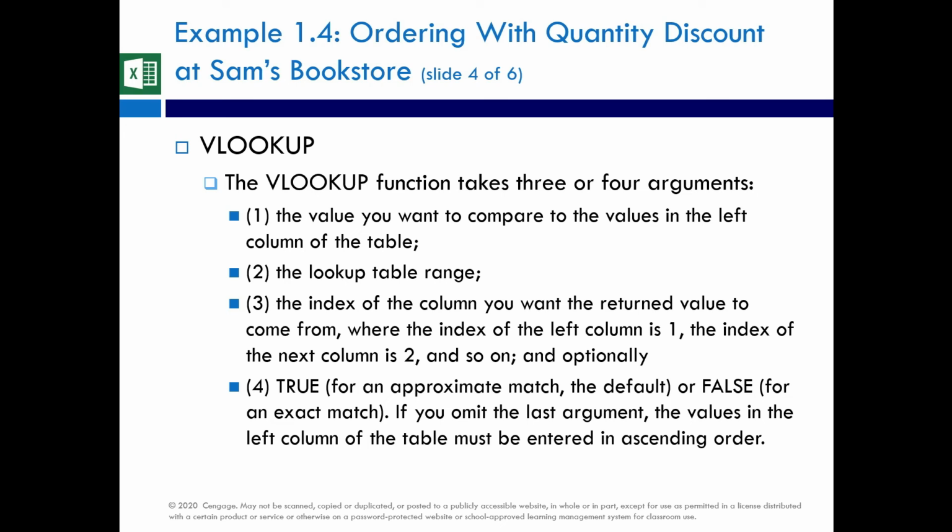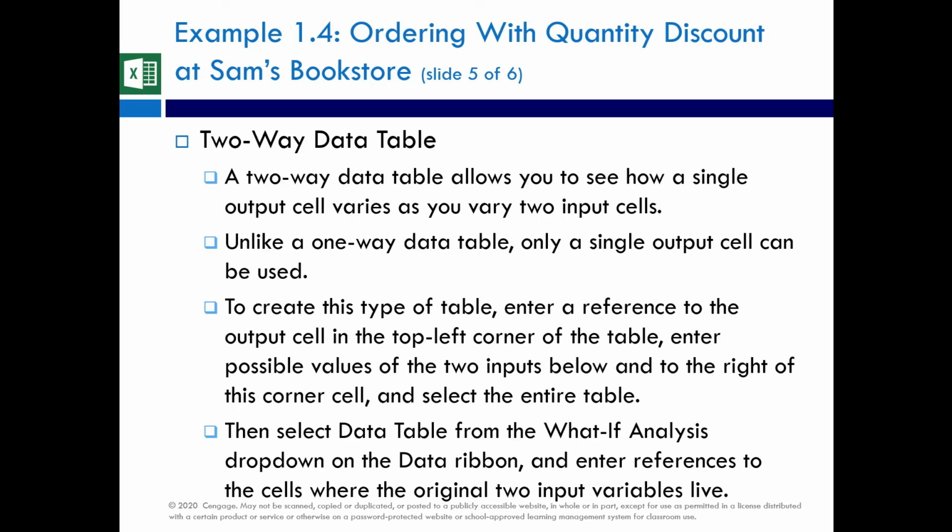The VLOOKUP function takes 3 to 4 arguments. 1, the value you want to compare. 2, the range that you want. 3, the index column that you want, where the index of the left column is 1, the next is 2, and so on. And 4, TRUE for an approximate match, FALSE for an exact match. If you omit the last argument, the values in the left column of the table must be entered in ascending order.